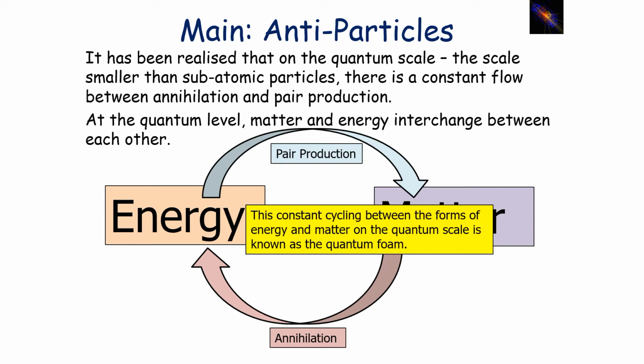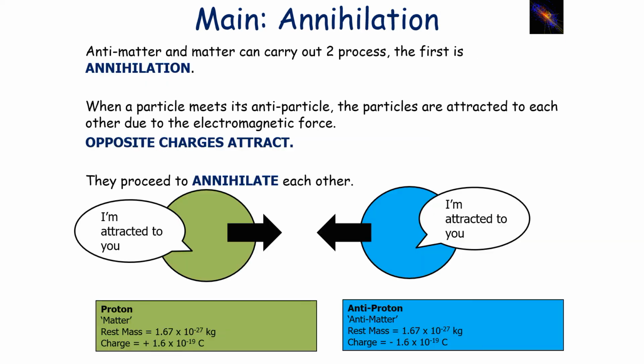So the constant cycling between the forms of energy and matter on a quantum scale can also be known as the quantum foam. Now, the processes of annihilation and pair production have profound consequences on the composition of the universe. So antimatter and matter can carry out two processes. The first process is annihilation. So when a particle meets its antiparticle, the two are attracted to each other due to having opposite charges. So they'll proceed to annihilate.